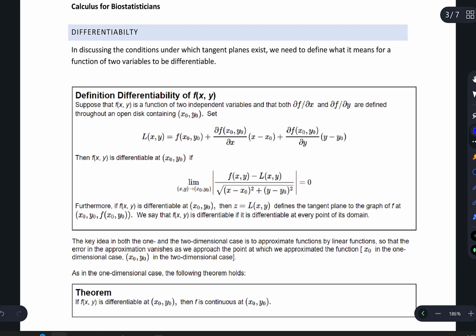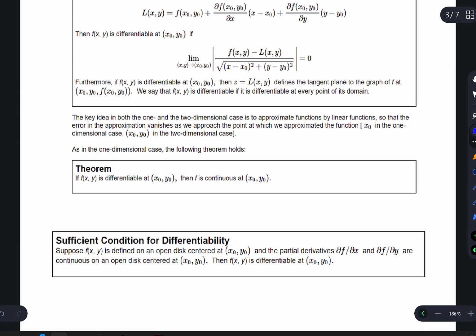So without getting too far into the details, essentially what we're doing is very similar to what we did with the tangent line, except instead of looking at the limit along that line, we're now looking at the limit across the plane. The key idea in both the one and the two-dimensional case is to approximate functions by a linear function, which we haven't covered in detail in this course, so that the error in the approximation vanishes as we approach the point to which we approximated the function. Remember that if we looked at that tangent line, we were approaching the point along the line. Here, same idea, we're just approaching that point across the plane.